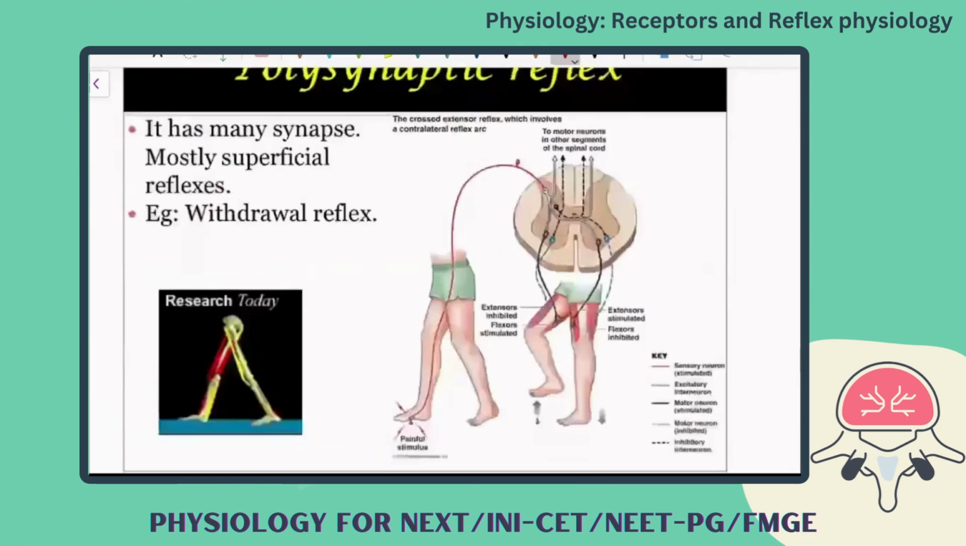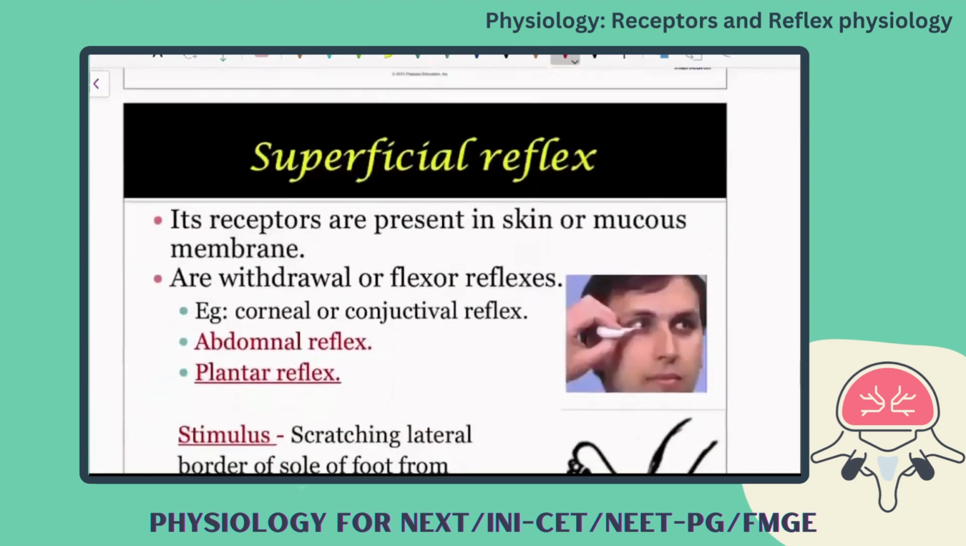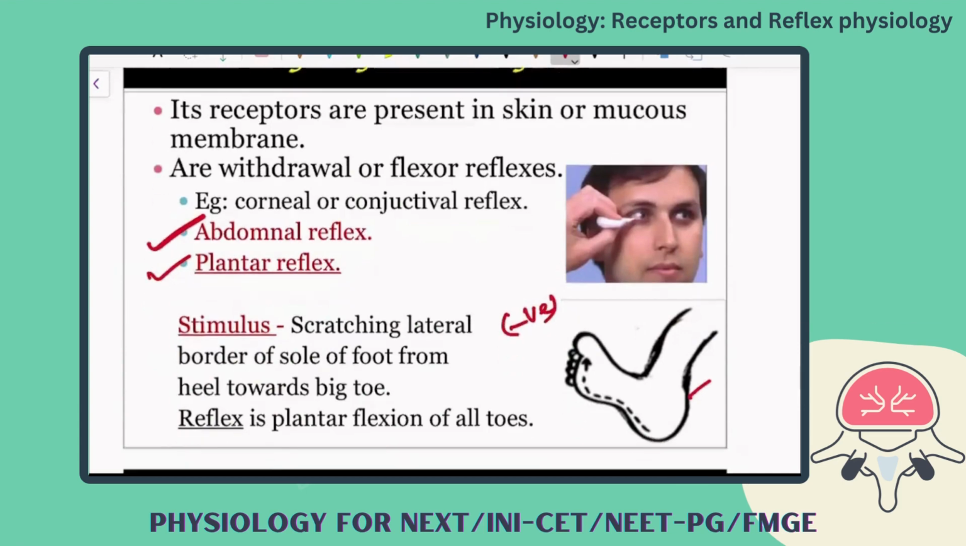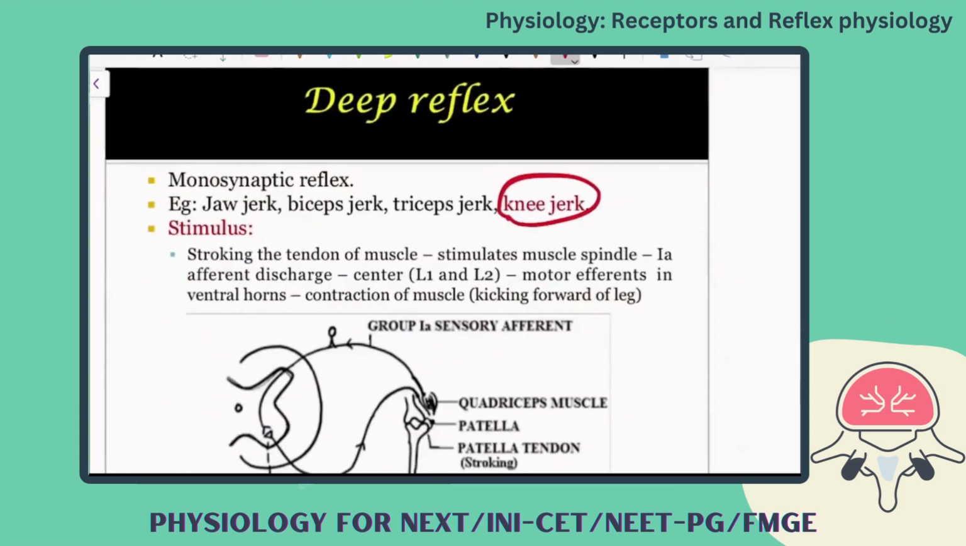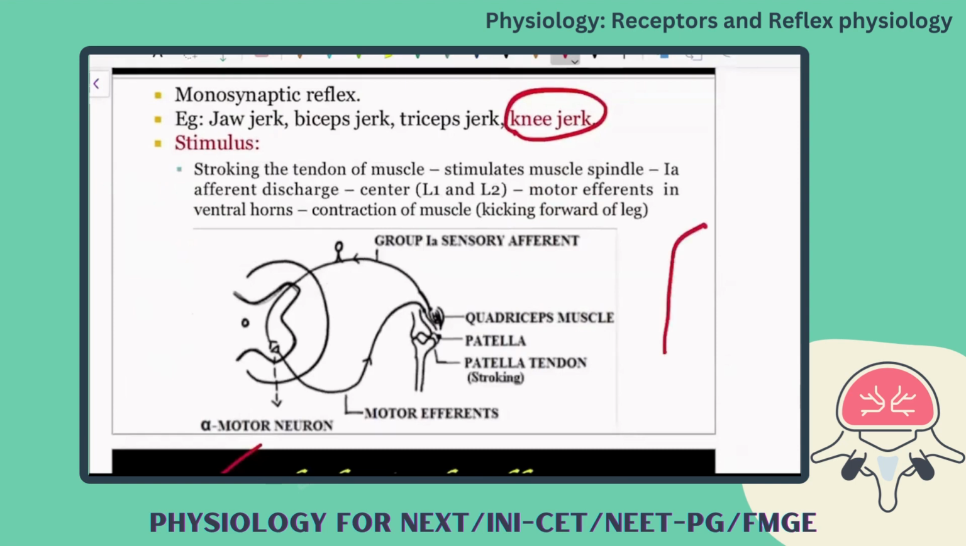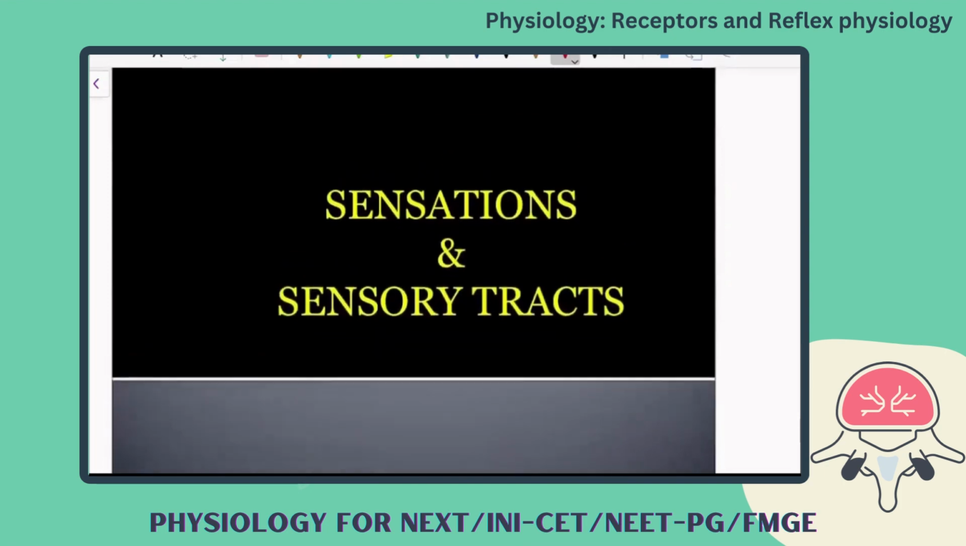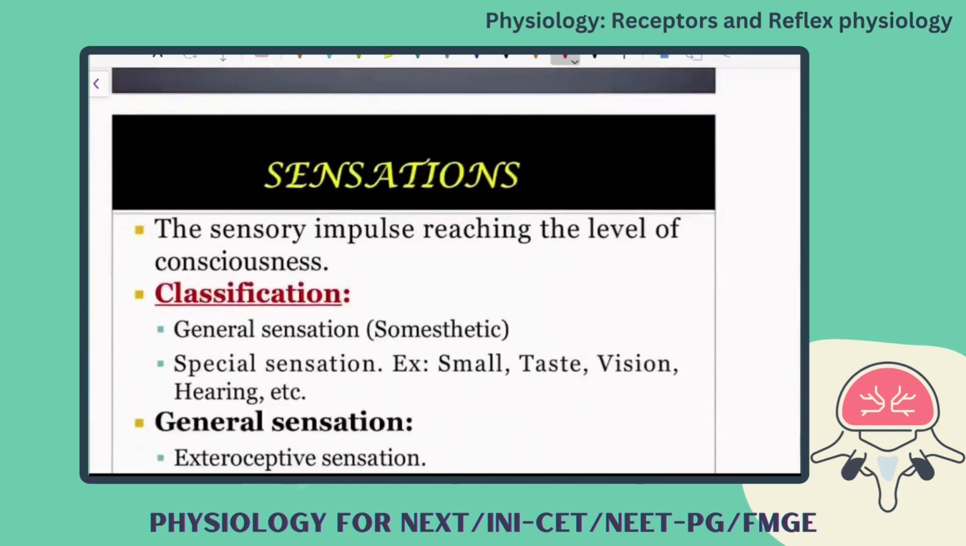Okay, and the superficial reflex, the most common thing: the abdominal reflex you can see, and the plantar reflex you can see. In this superficial reflex, a positive or negative Babinski sign you can also see. That is superficial reflex. And the deep reflex you most commonly see is the knee jerk. In knee jerk, what will you observe? There will be a small forward movement of your leg during the knee jerk. So that is the tendon reflex you are seeing. So these are all about the reflexes.